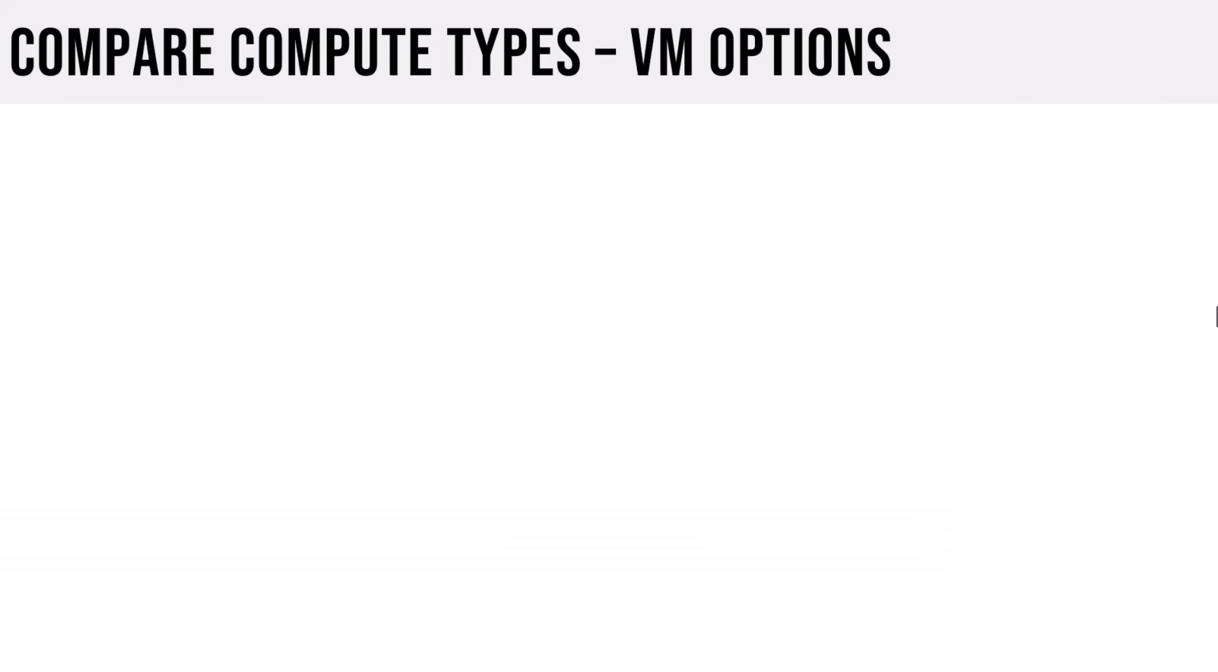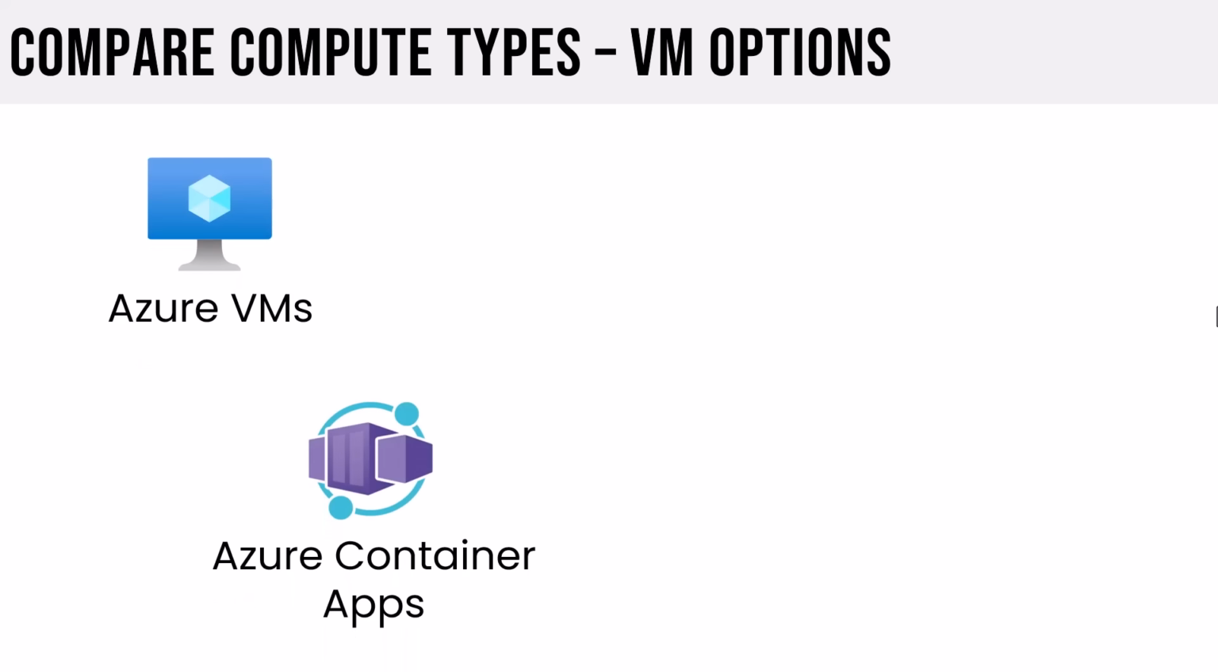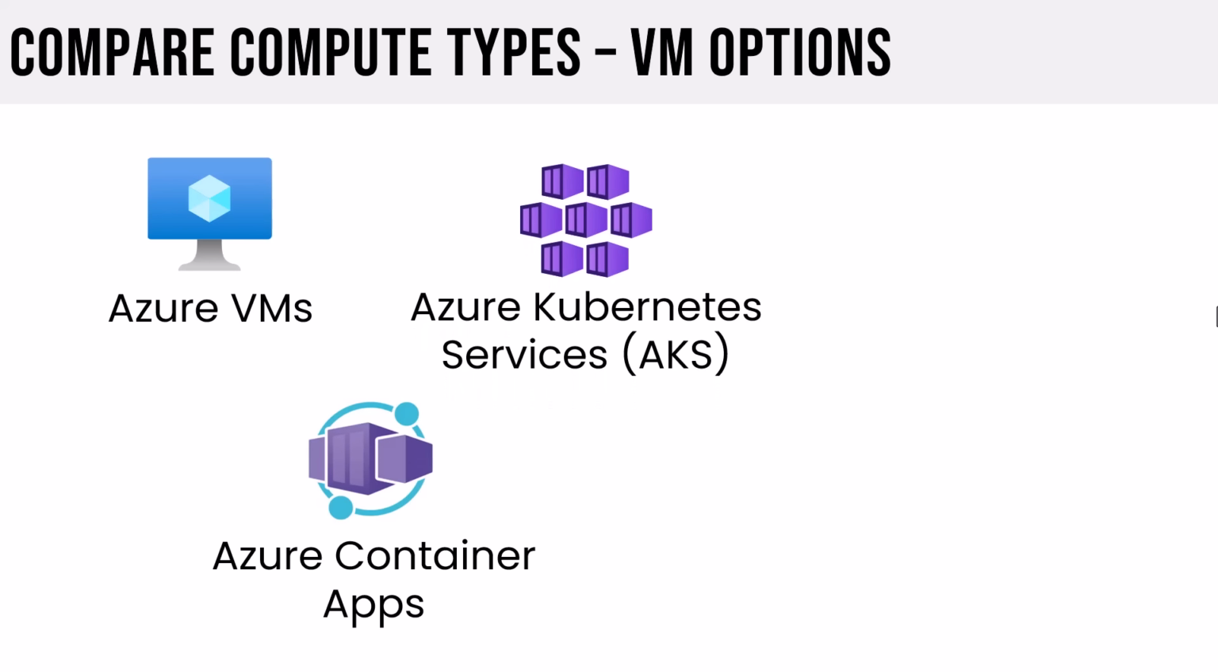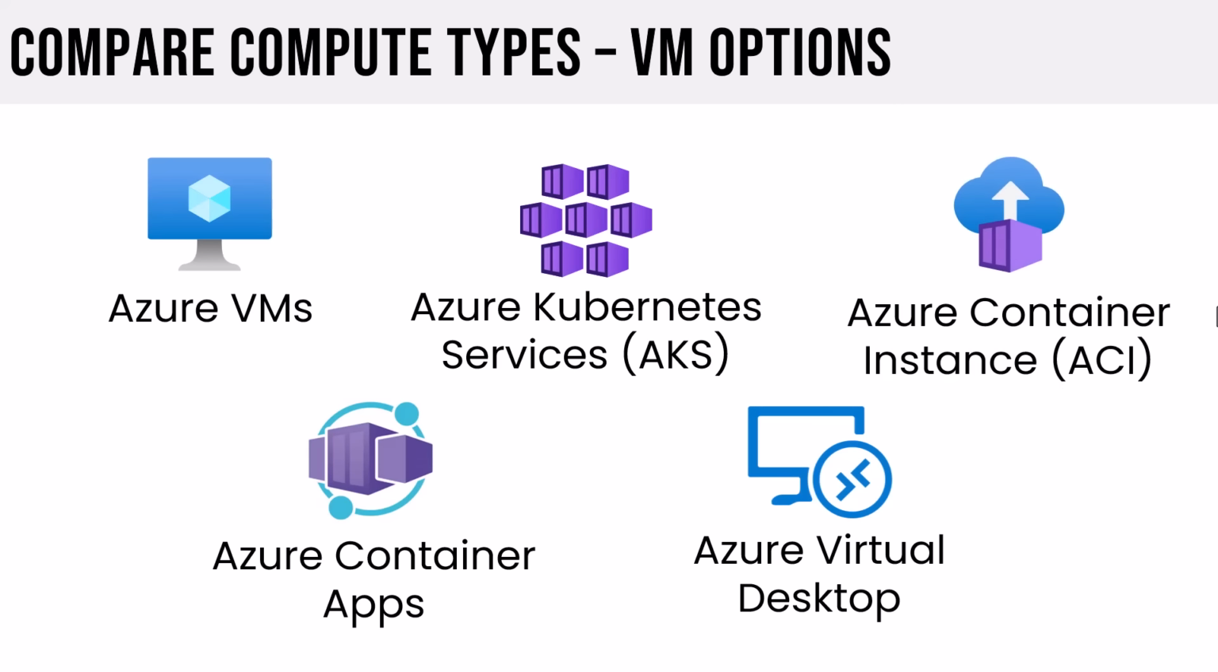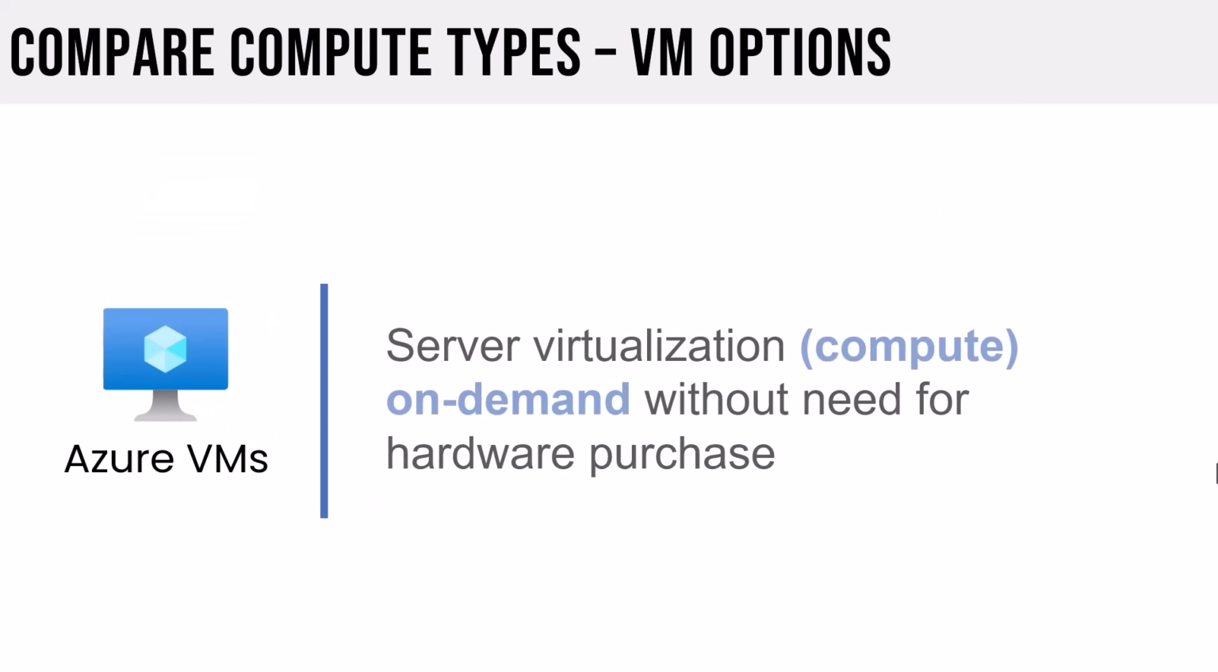So we're going to start with a look at our VM compute options, including Azure VMs, Azure Container Apps, Azure Kubernetes Service, Azure Virtual Desktop, and Azure Container Instance. Technically, containers are smaller than VMs. Multiple containers run on a VM, but the VM is the container host. So at the end of the day, these are all VM compute options of a fashion. Let's start with Azure VMs, which are server virtualization. It's compute on demand without the need for hardware purchase.